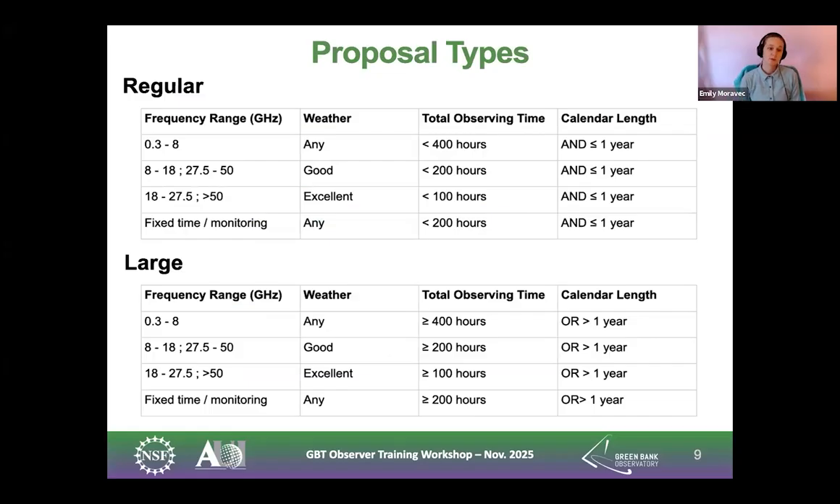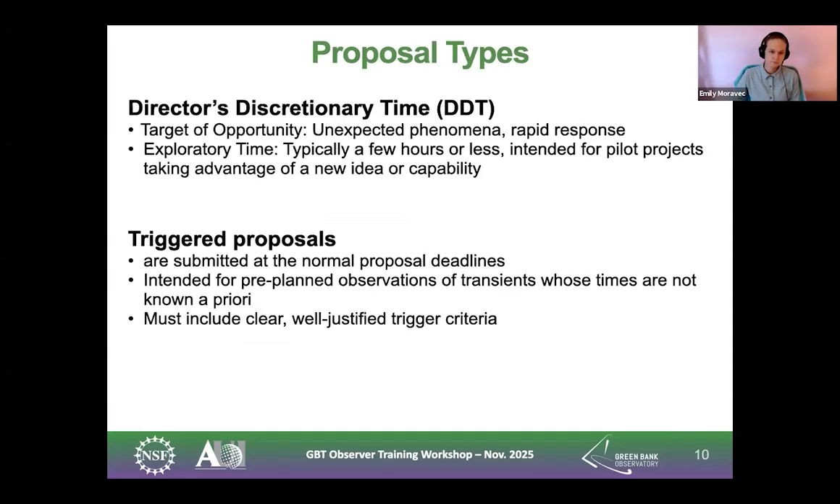There are a lot of different proposal types that I've listed here. I won't go through all of them, but one thing to know: high frequency time is in high demand and there's not as much of it as there is low frequency time. That's why some of the qualifications for higher frequency time are a bit different than the others. And so there are regular proposals and large proposals. Those are all listed here.